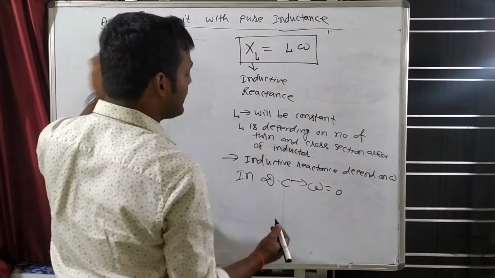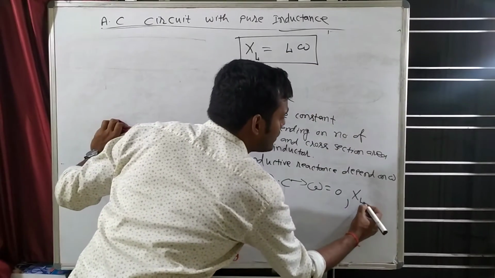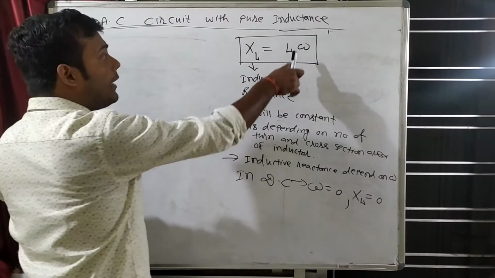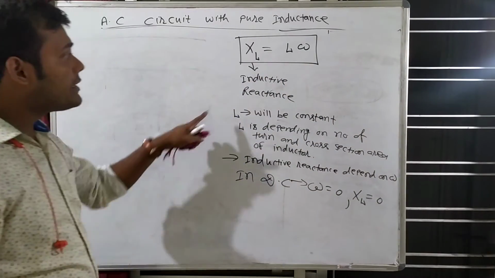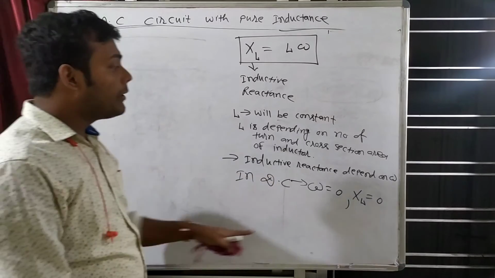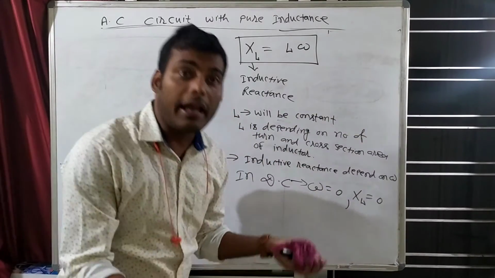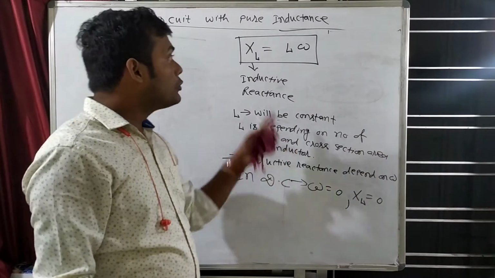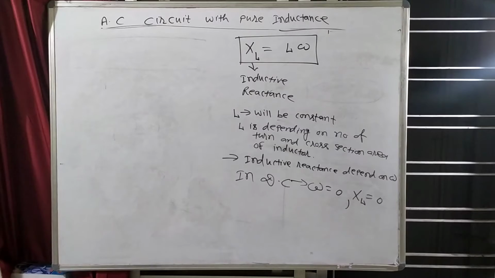So if in DC omega is 0, XL will be how much? XL will also be 0, because 0 multiplied by something is 0. That means inductive reactance will be 0. Inductive reactance is the resistance in the inductor, so the resistance is 0. That means current will be maximum.